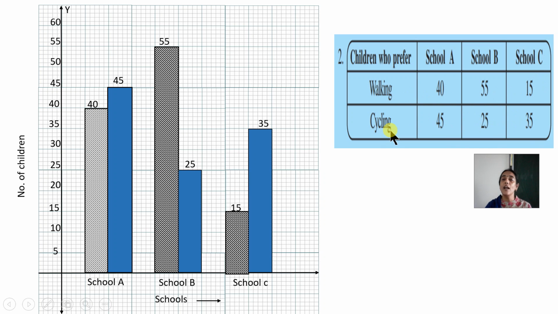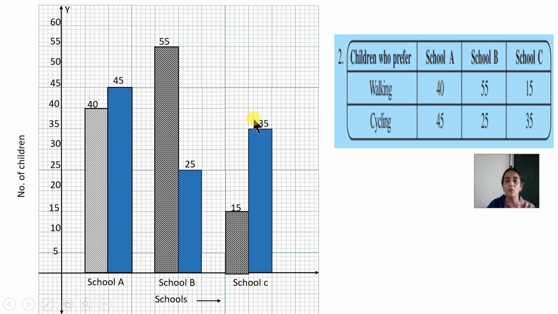So we have to plot two pieces of information about walking and cycling on the same graph. When these two pieces of information are given, we plot a double bar graph. Is it clear? Now, here in this graph, something is missing. I hope you will find out what is missing. Find out what is missing. At the end of this explanation, I will tell you what is missing. Or in between also, I can tell you what is missing. But you should know what is missing.